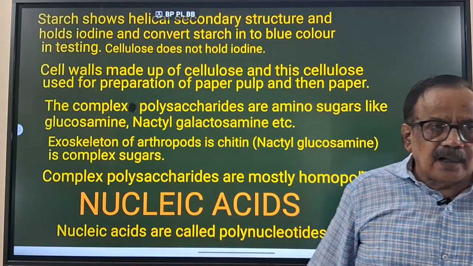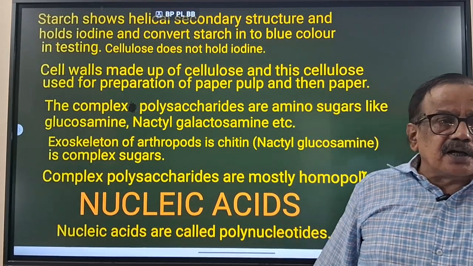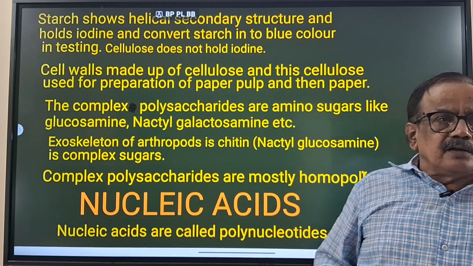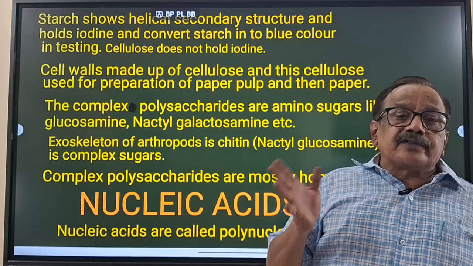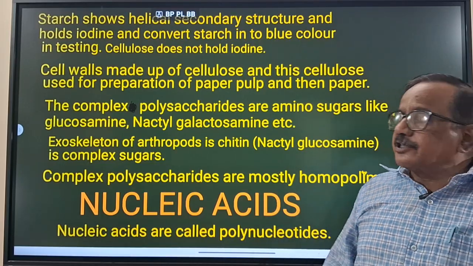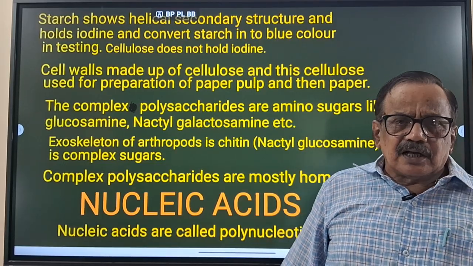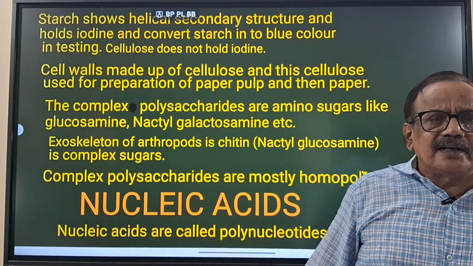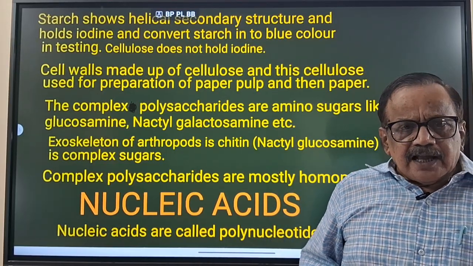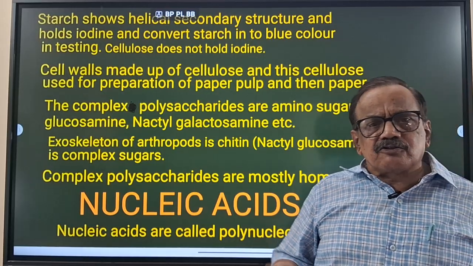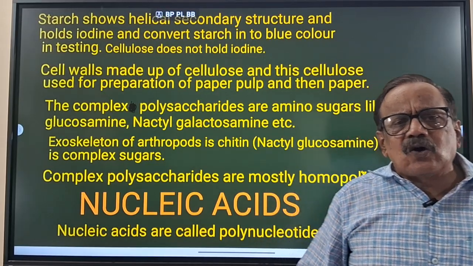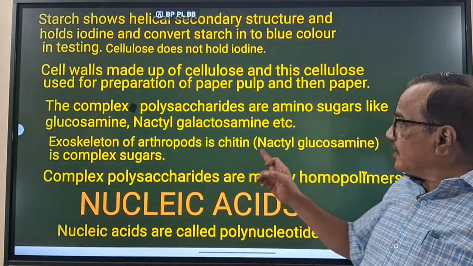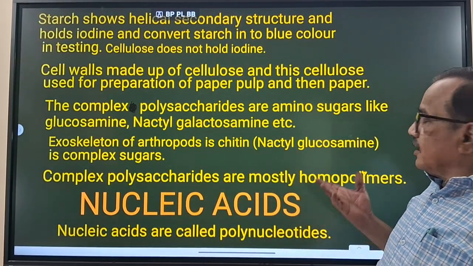So now the complex amino sugars form the exoskeleton of insects, like the cockroach. Exoskeleton plates used to be present. What did you read? That is chitin. And the same chitin is present in the cell wall of fungi also. Remember it. So the chitinous exoskeleton of arthropods is chitin.